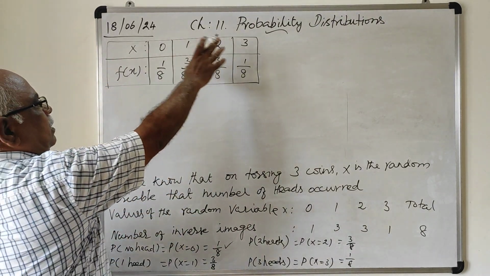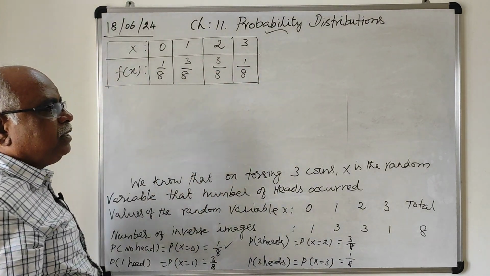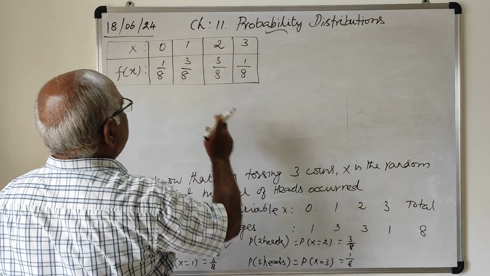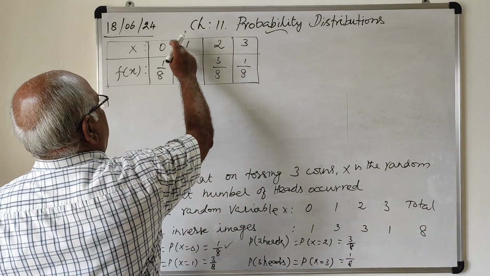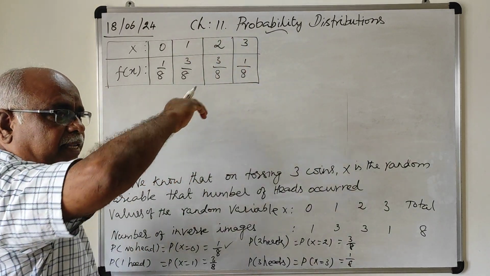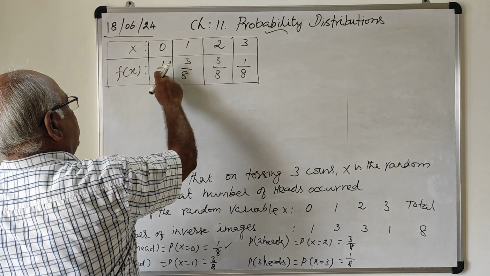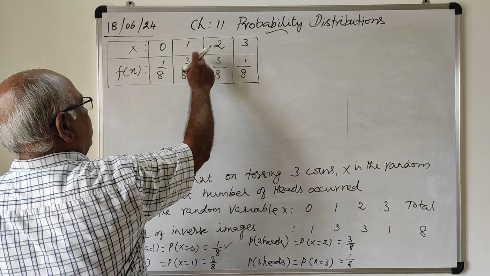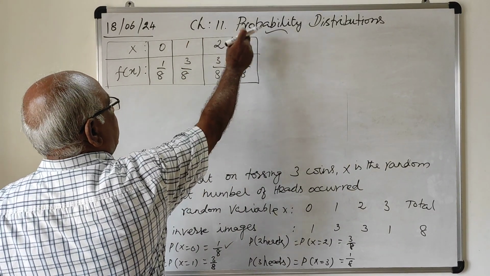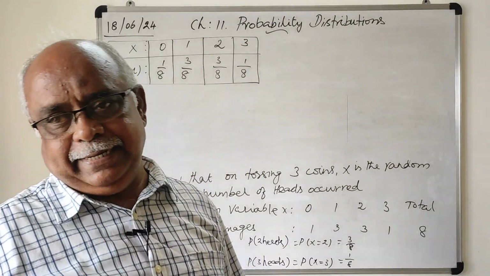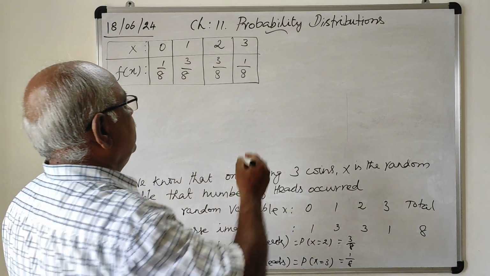So this table, on tossing 3 coins, the number of real values of the random variable are 0, 1, 2, 3: 0 heads, 1 head, 2 heads, 3 heads. They are associated with the probabilities: p of x equal to 0 is 1 by 8, p of x equal to 1 is 3 by 8, p of x equal to 2 heads is 3 by 8, and 3 heads is 1 by 8. This table is called probability mass function or probability distribution.